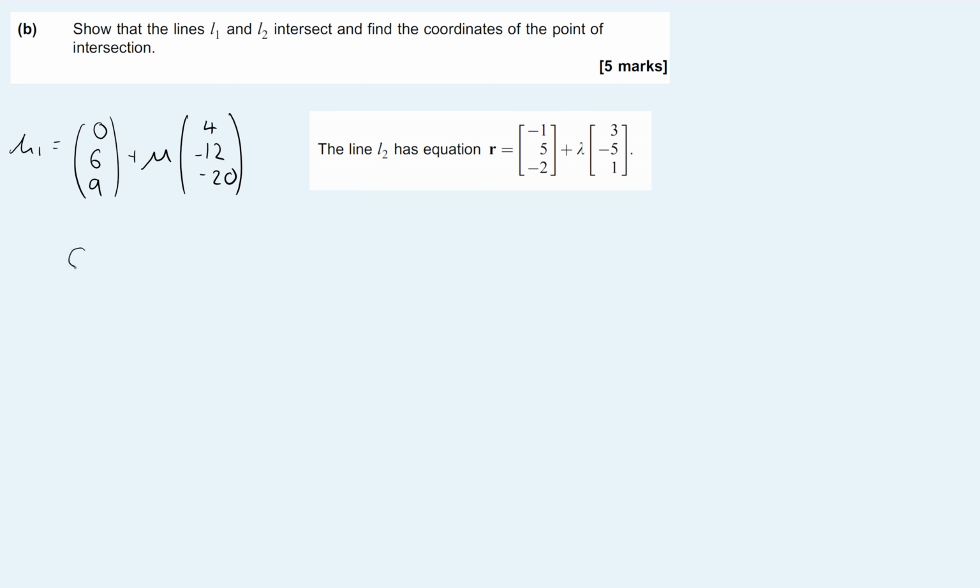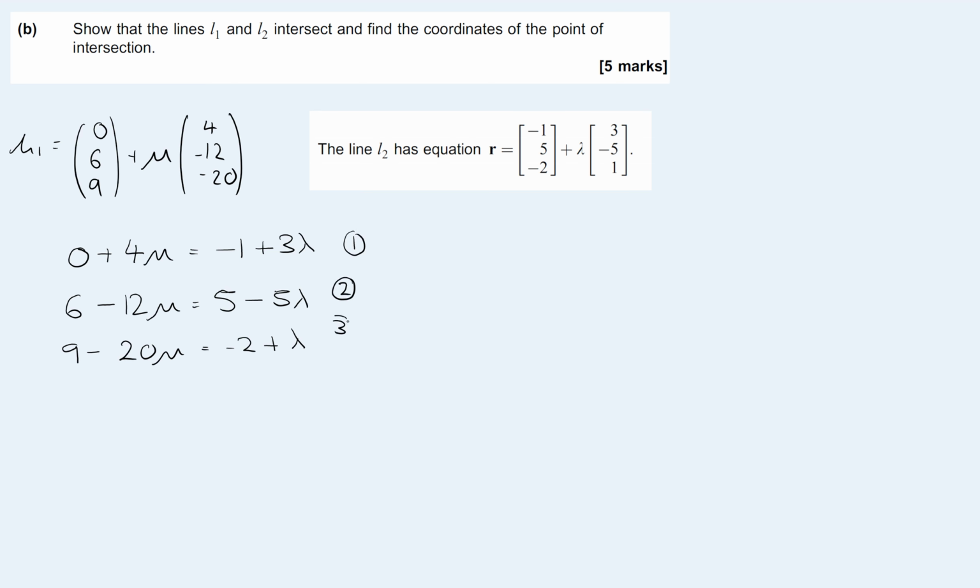So 0 plus 4 mu is going to equal minus 1 plus 3 lambda. So that's taking the x coordinates from both the lines. Then we'll do the y coordinates. So 6 minus 12 mu is equal to 5 minus 5 lambda. And then the z coordinates, 9 minus 20 mu is equal to minus 2 plus lambda. So effectively we've got equation 1, equation 2 and equation 3.